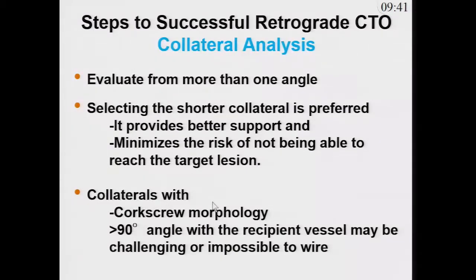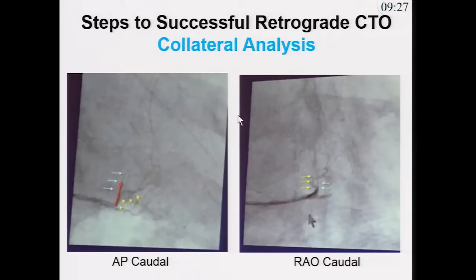Collaterals with corkscrew morphology, or collaterals with more than 90-degree angles at the recipient vessels, may be challenging or impossible to wire. So in this scenario, maybe retrograde is not the first alternative. If you see here in one projection, the collateral follows this direction. But in the opposite projection, the collateral is exactly in the opposite direction.